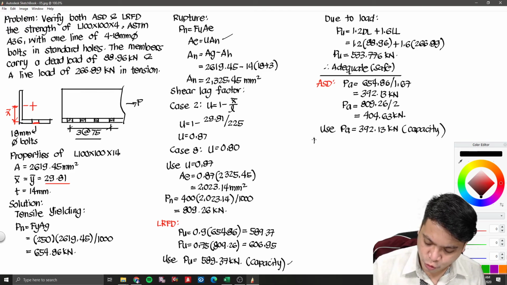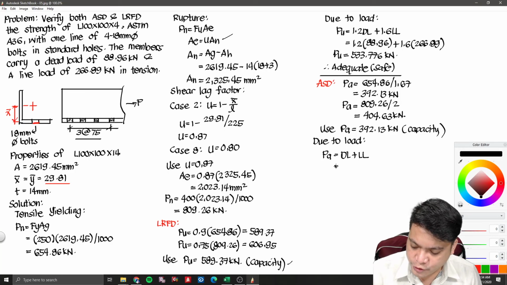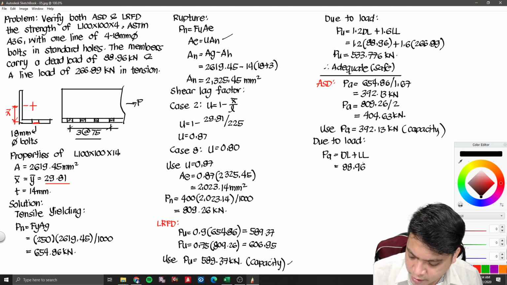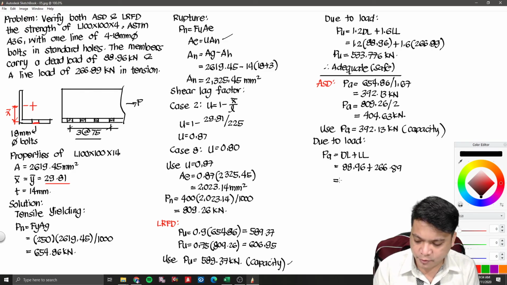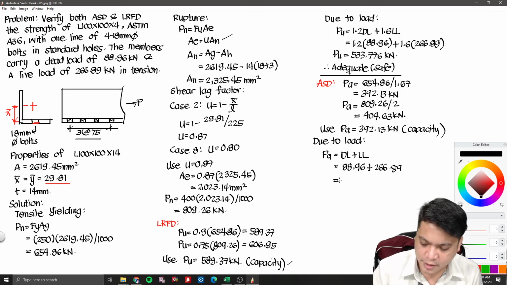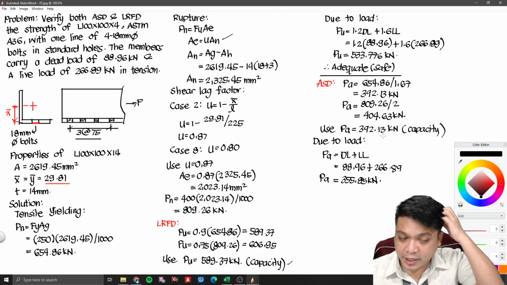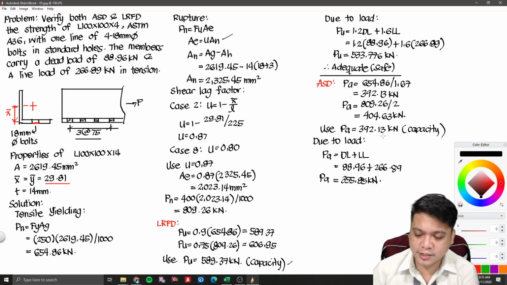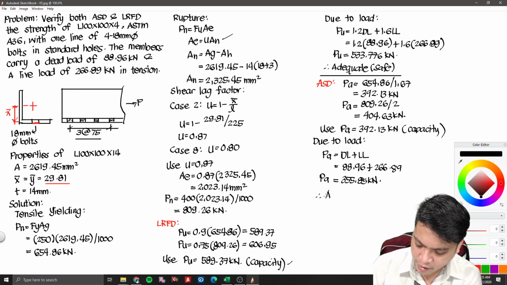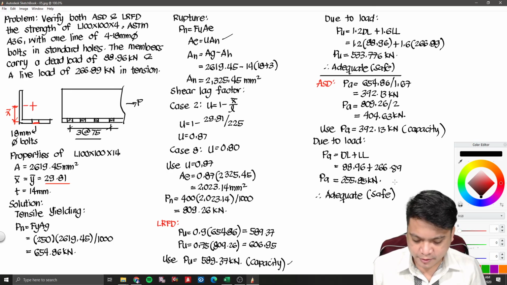Okay? Check natin yung due to load. Okay. So, we have PA equals to, pagsasamahin lang natin, again, the PA is unfactored load. So, we will be having here 88.96 plus 266.89, and that's around 355.85 kilonewton. So, this is now your PA. Okay. Ang capacity ko is 392. Ang dadalhin lang niya is 355. So, with this, I can conclude that, again, this is adequate, or you have here safe. Okay? So, this one is the answer.